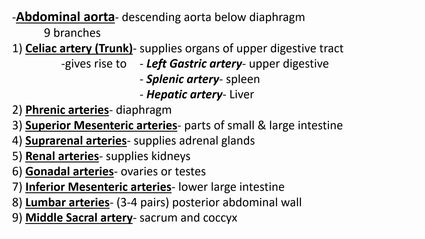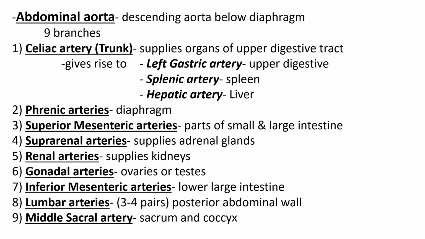It doesn't matter. But it's going to give rise to the left gastric artery, the splenic artery, and the hepatic artery. Then we've got our phrenic artery. Phrenic means diaphragm, so these are the vessels that are going to supply the diaphragm. My superior mesenteric arteries. Mesenteric means intestines. So this is going to go to the upper part of my intestines, which is mostly my small intestines, a little bit of the large intestines, but it's really more geared towards my small intestines.